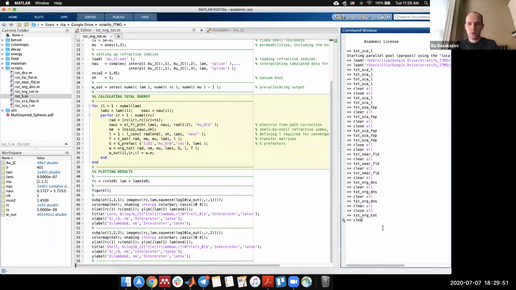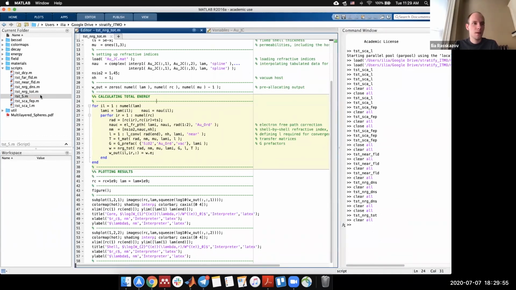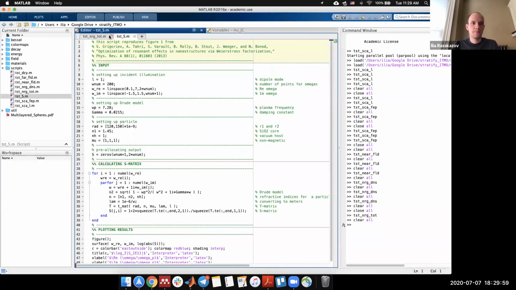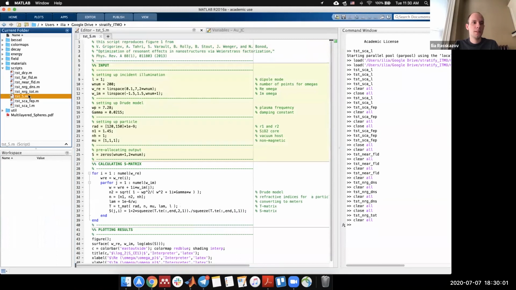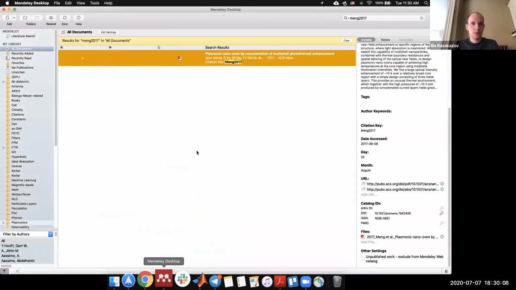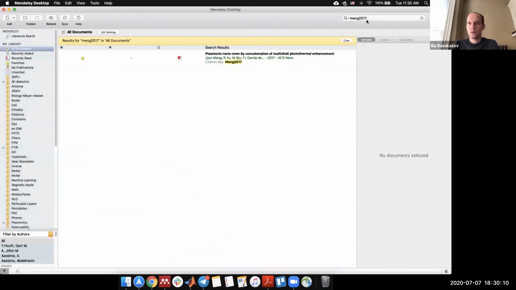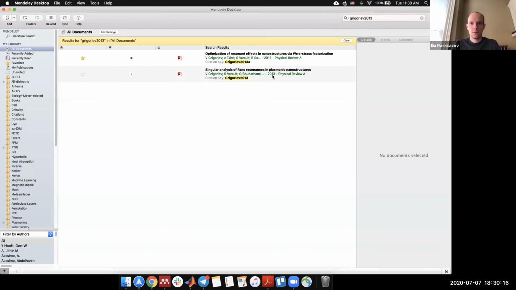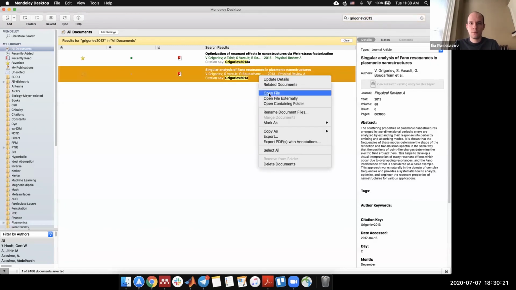So what we are going to do now, just again, let's clear up our workspace and open up the TSTS S matrix. So when you open it, I'm going to show you what we are going to do here.